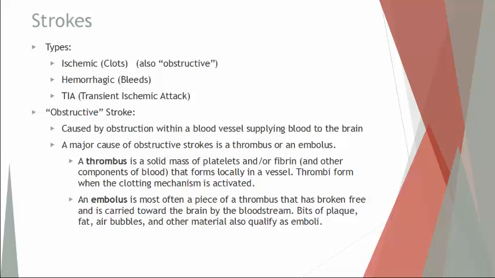So ischemic would be the big one. It causes the most damage. Let's go on to these definitions here and talk about more detail of the ischemic strokes. Whenever something forms in a blood vessel that blocks the flow of blood, that's a thrombus. It's a solid mass of platelets or fibrin or cholesterol forming in a vessel where it shouldn't be. You are obstructing the normal flow of blood.